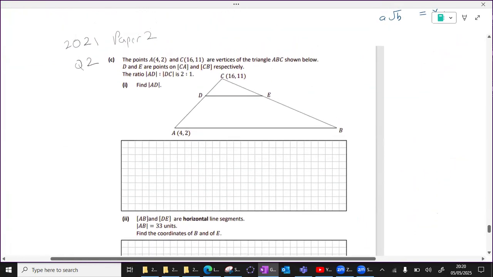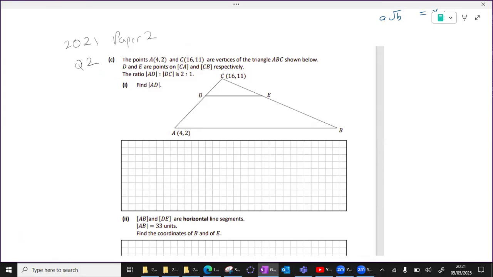2021. So I'm just going to move on to 2021. This is paper 2. I'll just grab the page number. Page number is 372. Okay, so it says the points A, which is (4, 2), and C, (16, 11), are vertices of a triangle ABC, as shown below.